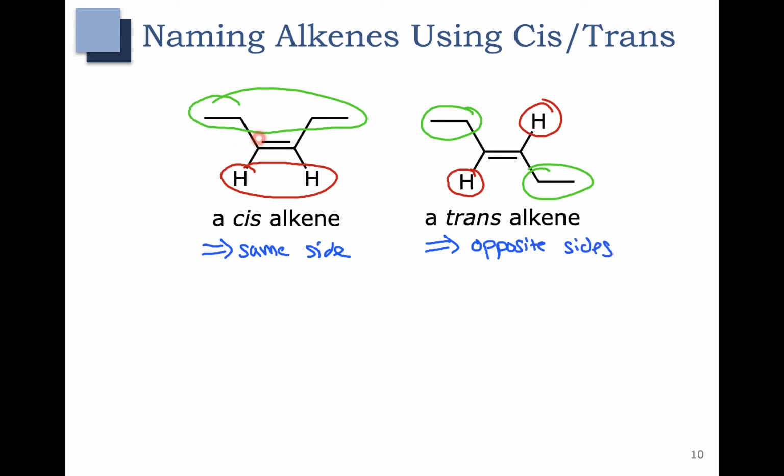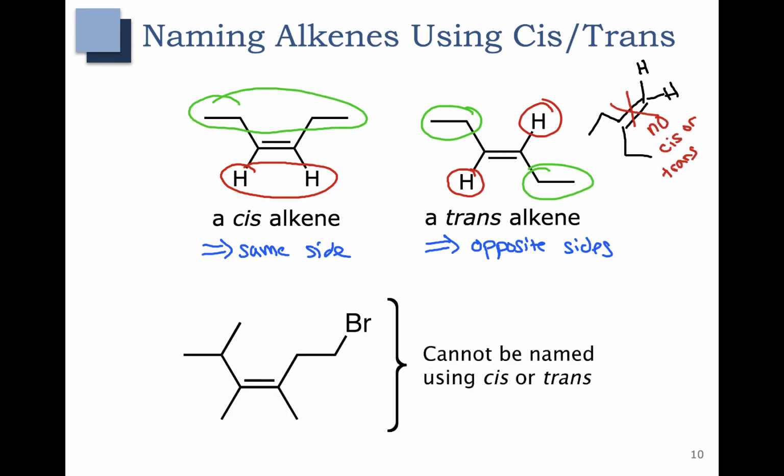Again, 1 hydrogen has to be attached to each of these carbons in all of these examples. If you have a situation where you have 2 hydrogens attached to 1 carbon, like this, we can't name this molecule using cis or trans. There are other molecules that cannot be named cis or trans, and that's this example shown here. In this case, we don't have any hydrogens attached to the alkene. We have a methyl group here and a methyl group here, but those aren't hydrogens. This molecule cannot be named using cis or trans. We're going to learn how to name this using the EZ system in a different lecture.